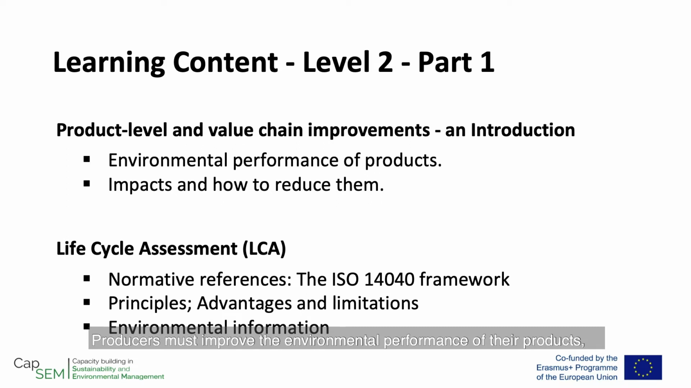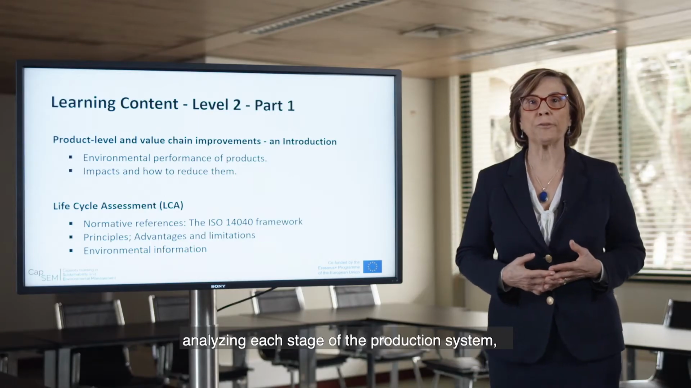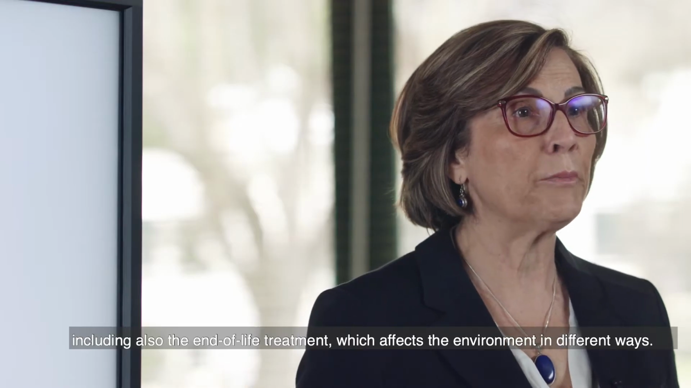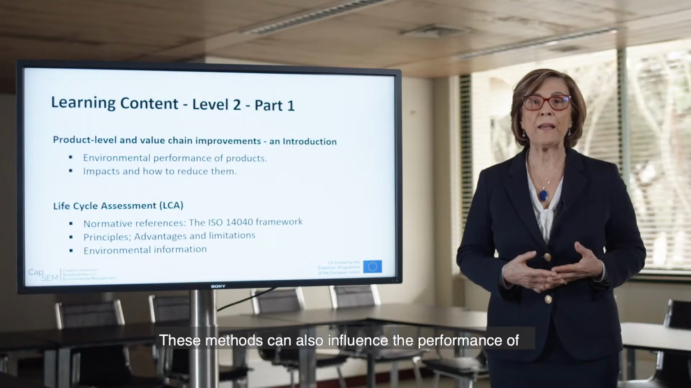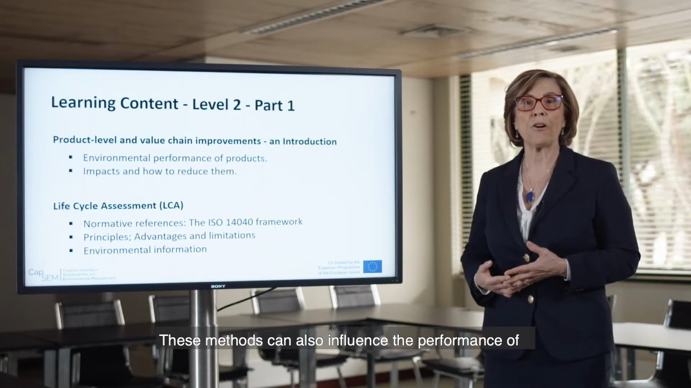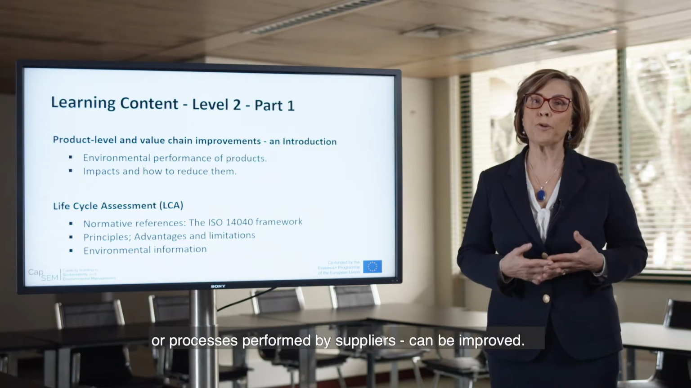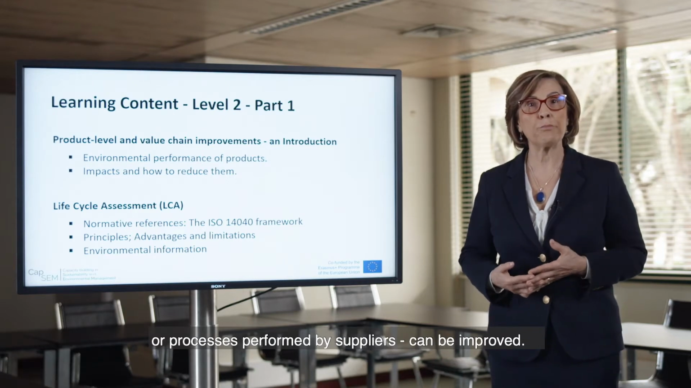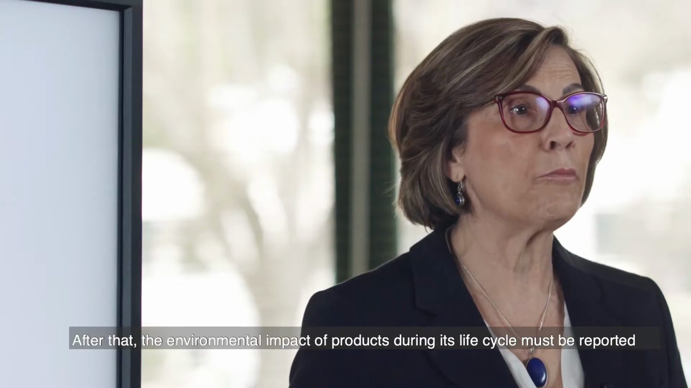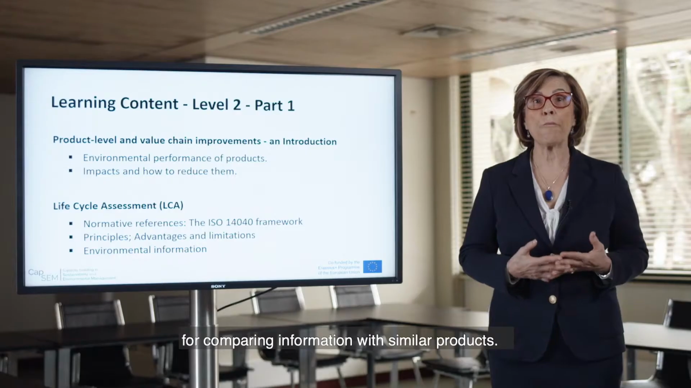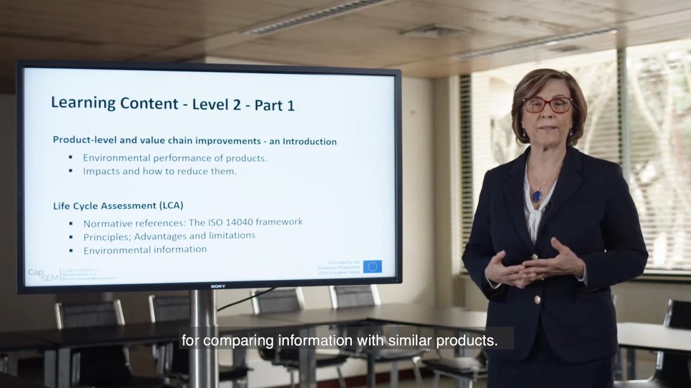Producers must improve the environmental performance of their products, identifying the origin of environmental impacts, analyzing each stage of the production system, including also the end-of-life treatment, which affects the environment in different ways. These methods can also influence the performance of upstream and downstream processes. Materials can be changed, or processes performed by suppliers can be improved. After that, the environmental impact of products during its life cycle must be reported for comparing information with similar products.